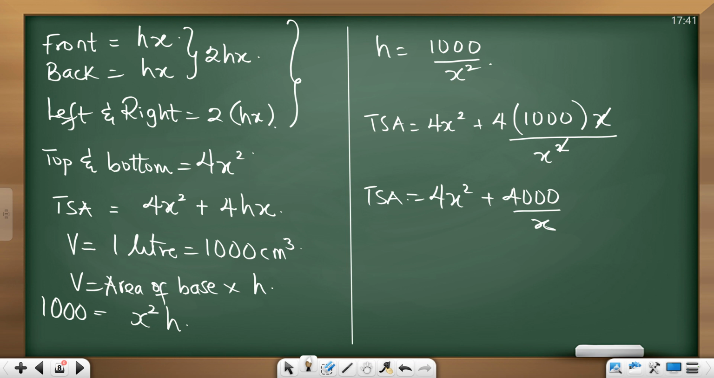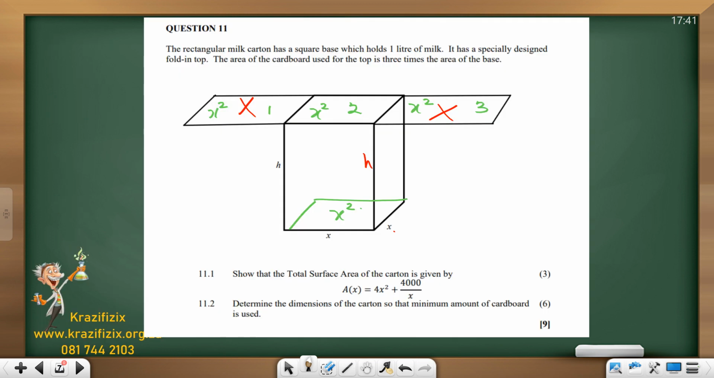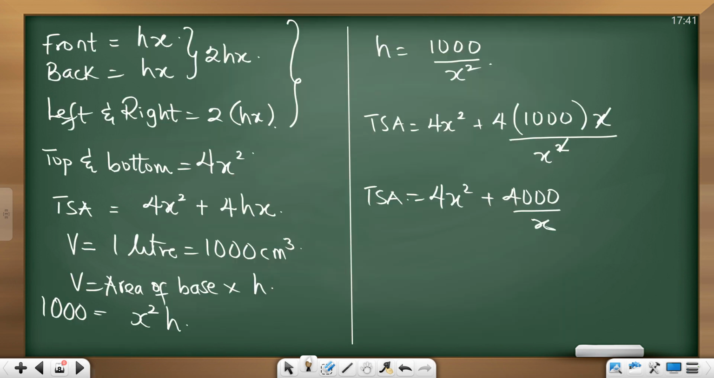All right. Did we all get the next one right? Take that answer and use it. What was the question? It says, determine the dimensions of the carton so that the minimum amount of cardboard is used, which is surface area. So what are we doing? We're deriving. But before we derive, let's bring in the laws.